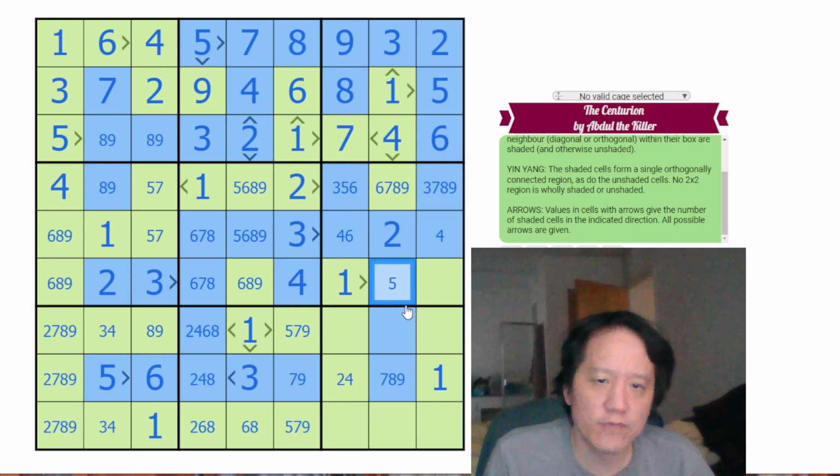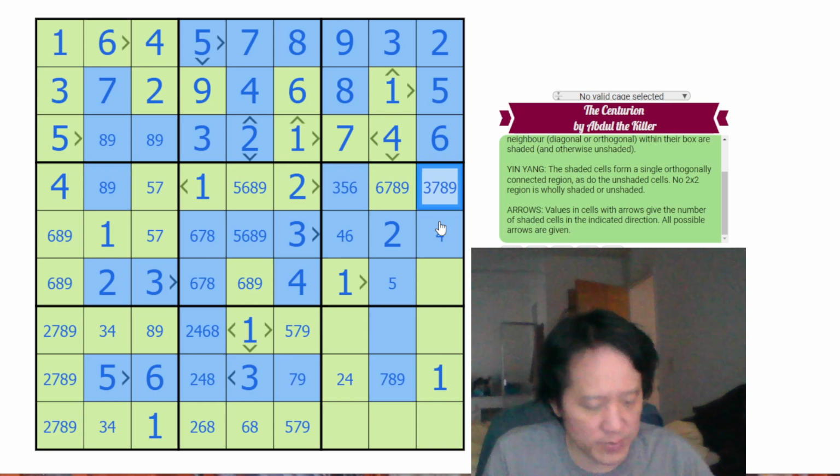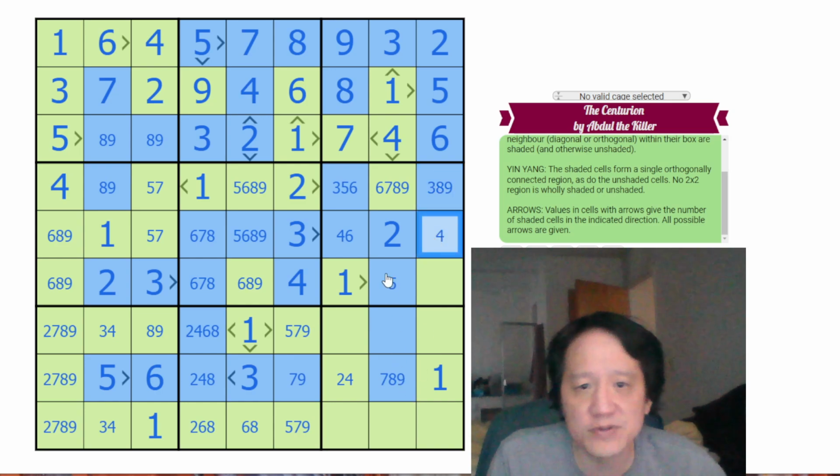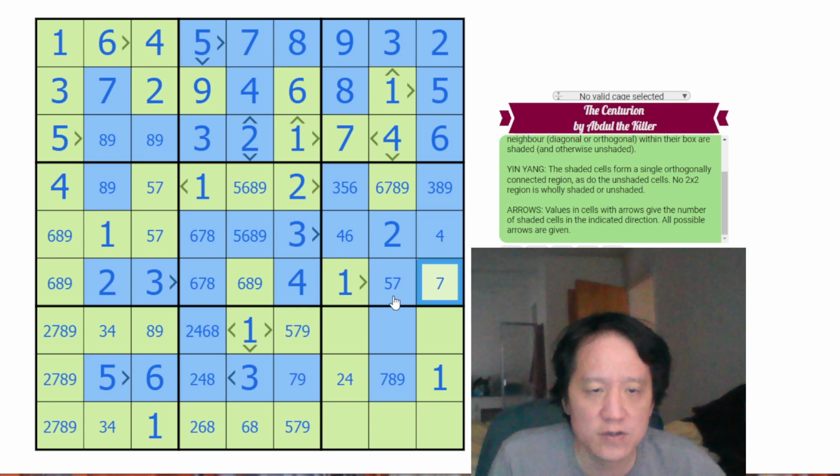So, 7. Well, that can't be 7. That can't be 7 because it's not next to a 6, so this cannot be 7. This cannot be 7 either because that would have to be 6, and then that would be 5. So this can't be 7. This can't be 7. This could be 7, and this could be 7. So those are both valid.